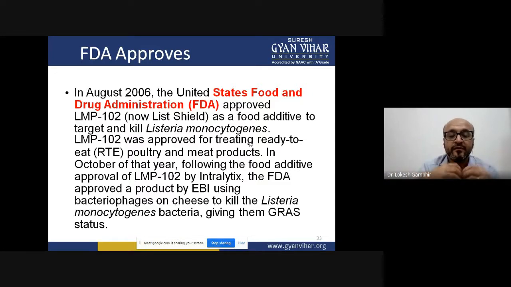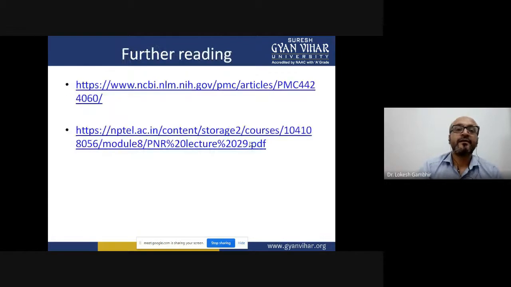It was given again to kill Listeria monocytogenes only. Earlier, the approval was for meat products and poultry. This time, it was given for cheese, because this pathogen also deteriorates the cheese, so it is allowed to use LMP102 in cheese also to increase the shelf life. And they clearly identified that LMP102 is GRAS. What is GRAS? Generally Recognized As Safe. So this is how the complete story of bacteriophage culminates.